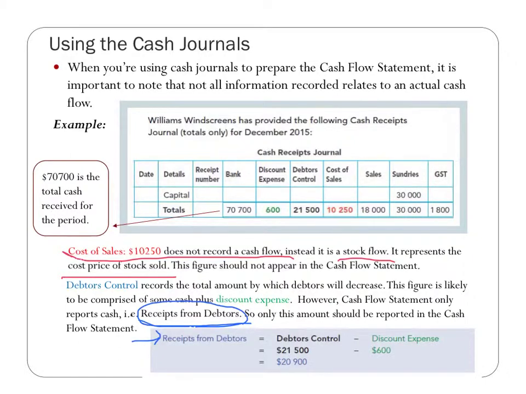Okay, so from the cash receipts journal, just to sum up, the amounts that should be reported in the cash flow statement are receipts from debtors, and that's how you calculate the receipts from debtors: subtract the discount expense away from debtors control. Do not include cost of sales, because that's a stock flow, not a cash flow. Include your cash sales figure, and include figures from your sundries, which represent various cash inflows. It also records your GST figures, GST received.